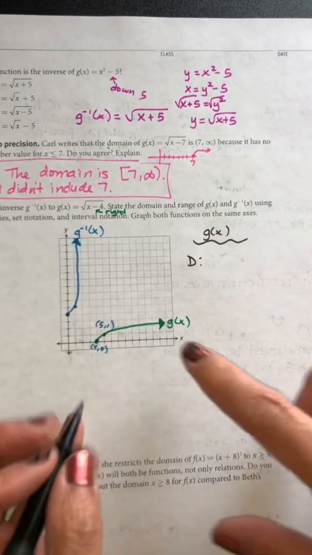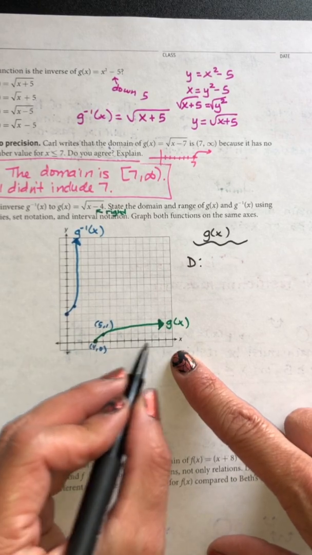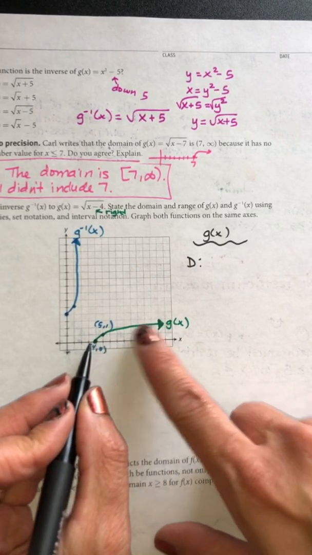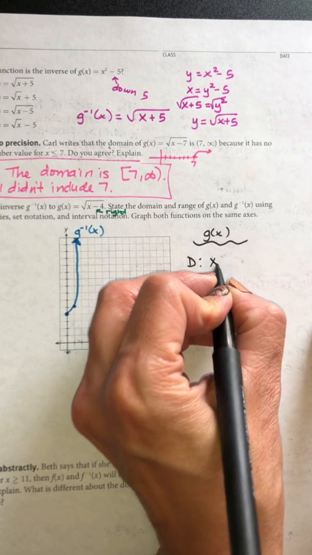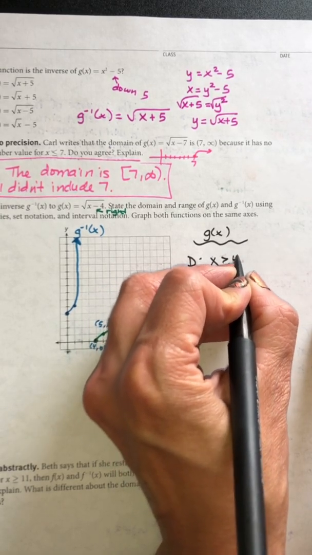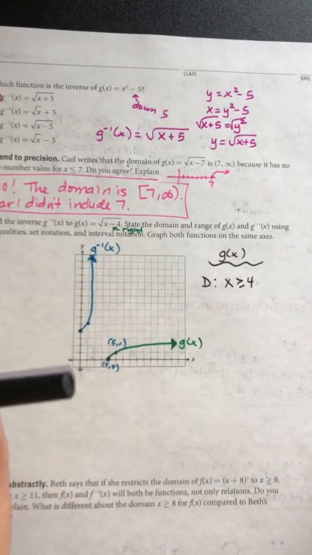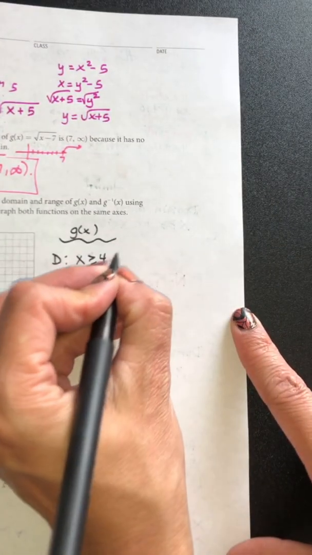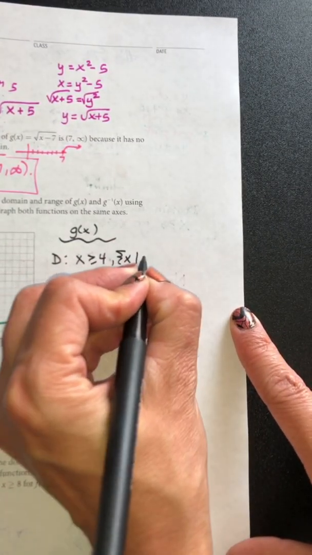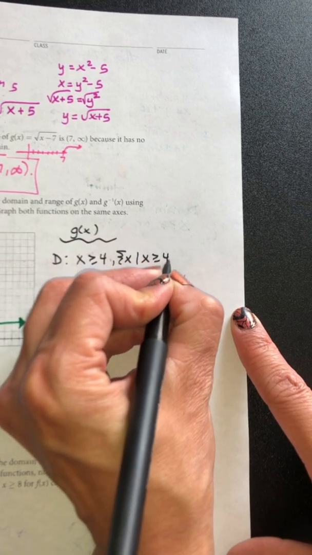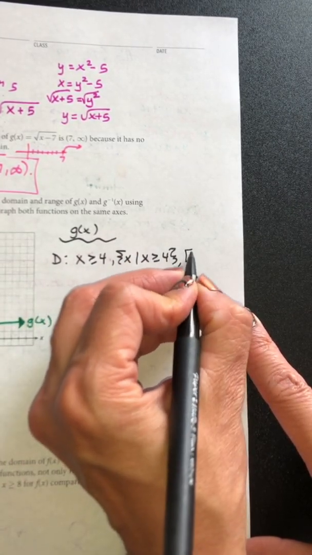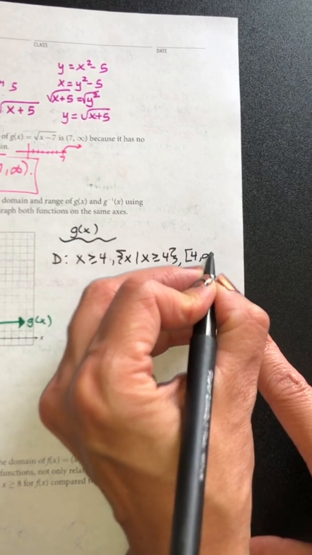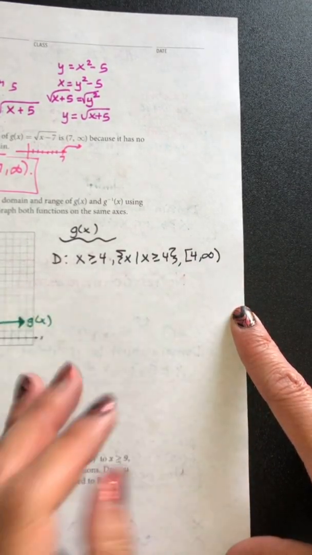All right, the domain of g of x. Well, the lowest x value it's using is that 4. So from 4 to positive infinity. So in inequality notation, x is greater than or equal to 4. In set notation, it would be x such that x is greater than or equal to 4. And then in interval notation, it would be square bracket on the 4, comma, infinity, close with a parentheses.